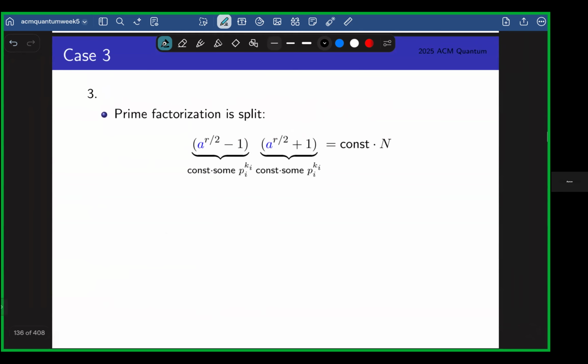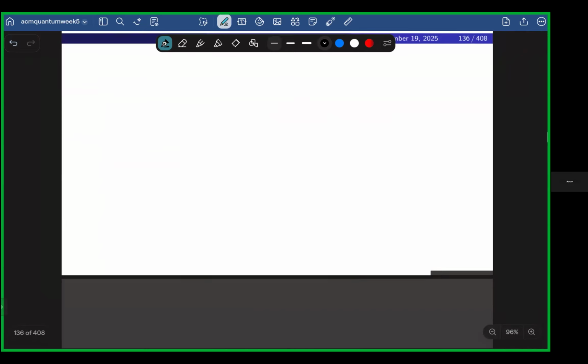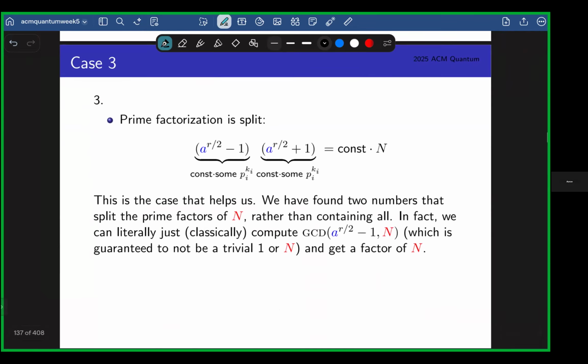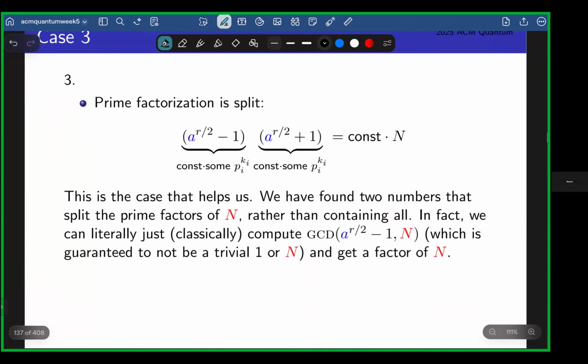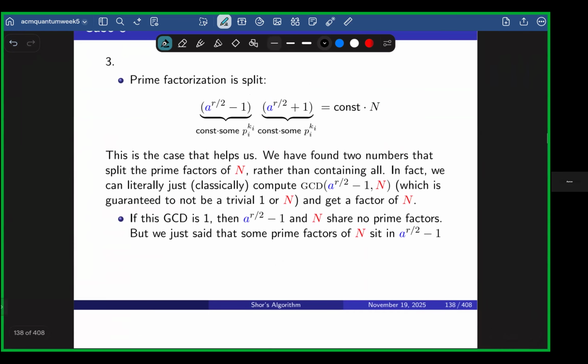Third case is the case we want. Some prime factors are in the first factor, some prime factors are in the second factor. So we found two numbers that split the prime factors of n instead of containing all of them. We can compute the GCD of this number here, which is guaranteed to not be trivial or n, because those are the other two cases, and then we'll actually get our factor.